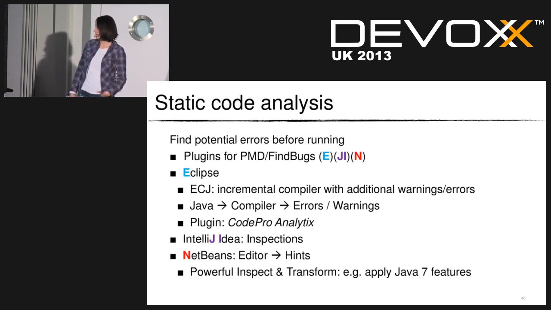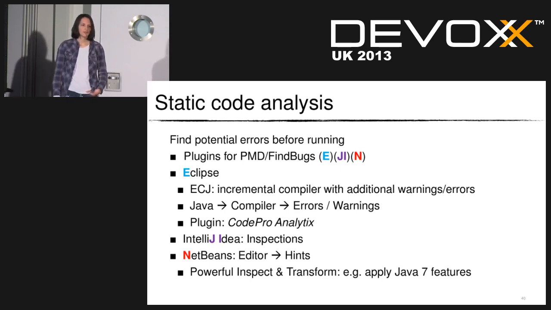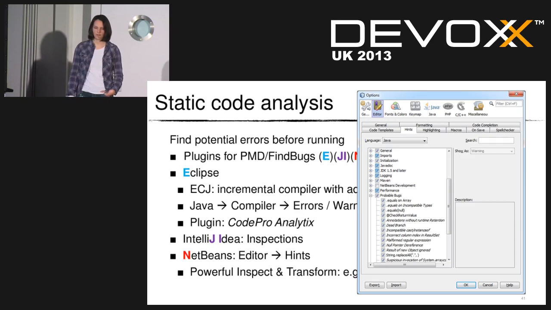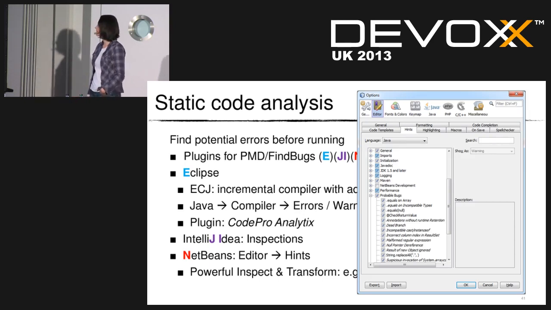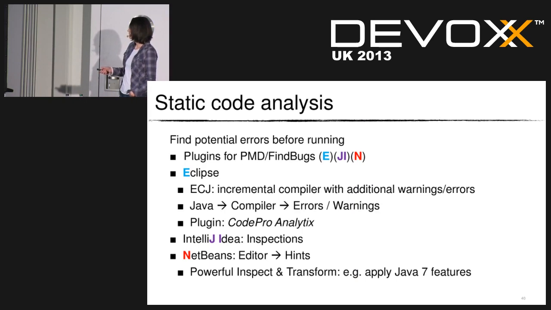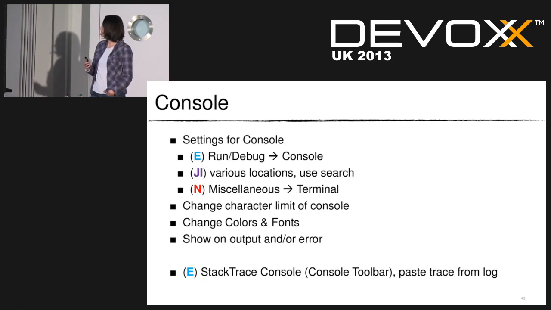In NetBeans, it's located at editor hints in the preferences, and NetBeans also features a powerful inspect and transform action, which you can use to transform your source code from Java 6 to Java 7 features, like try with resources, automatically. So here's how it looks in NetBeans. We have a lot of options available to find probable bugs here, like equals with a null passed in, or, yeah, just have a look at that.